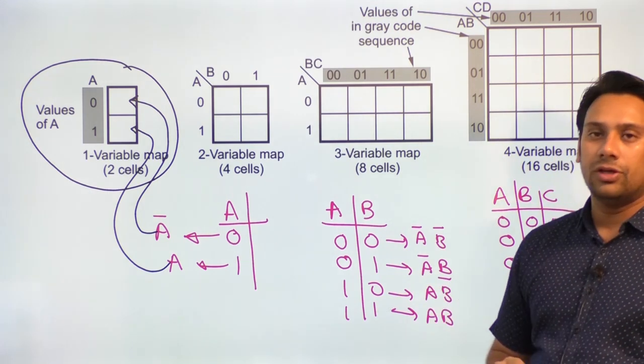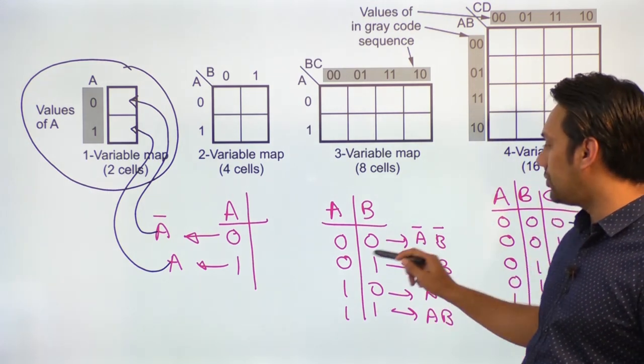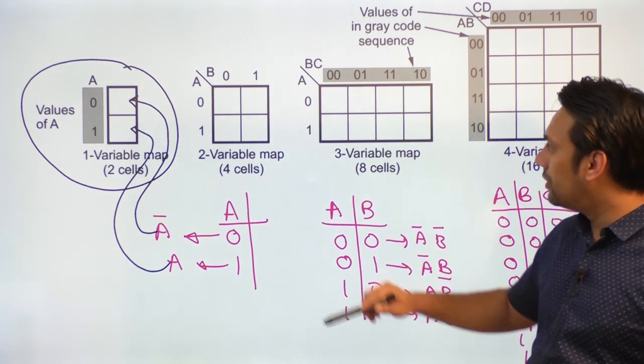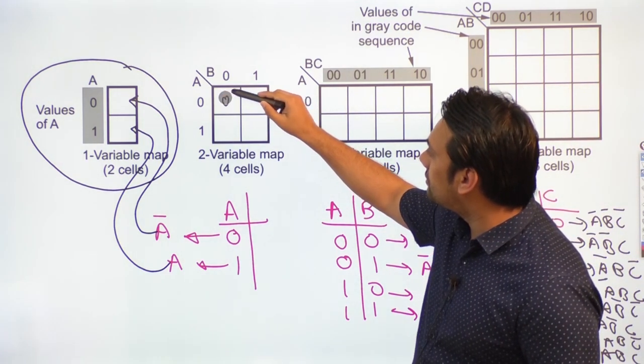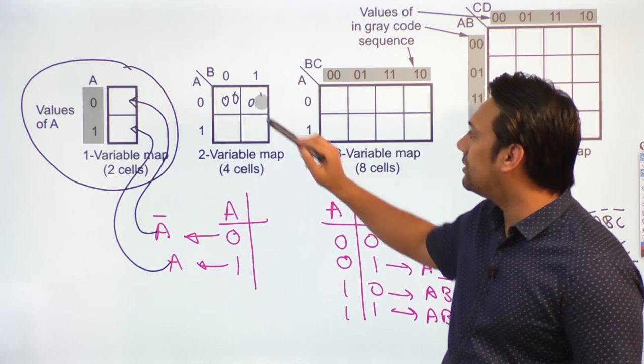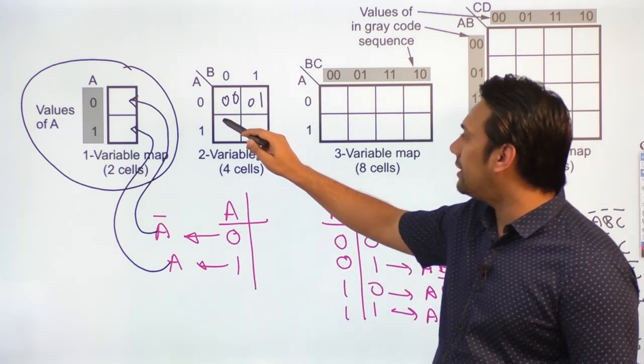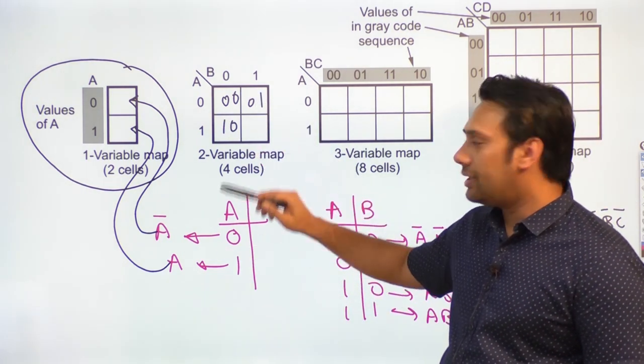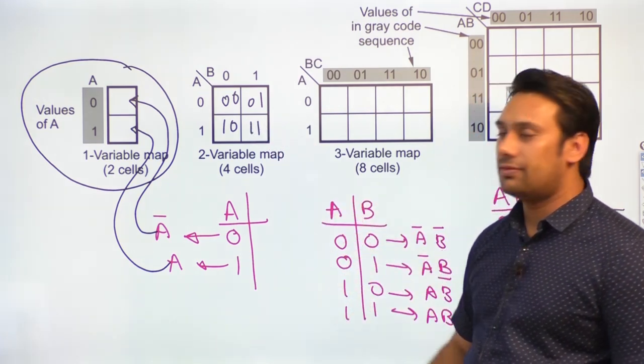And when I have two variables, these two variables can take 4 combinations, right? So 0 0, 0 1, 1 0 and 1 1. So this cell is representing 0 0. This cell is representing 0 1. This cell is representing 1 0. And this cell is representing 1 1.